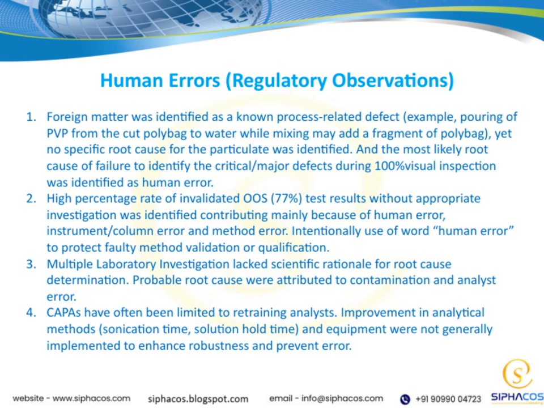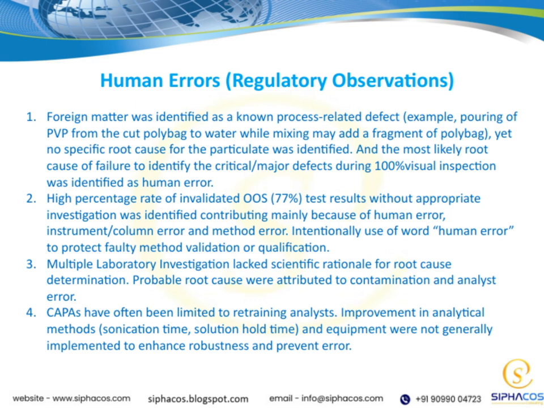However, despite identifying this, no specific root cause for the particulate was pinpointed. The most likely reason we failed to identify the critical or major defects during 100% visual inspection is human error. This highlights how human factors can significantly impact our quality control process.